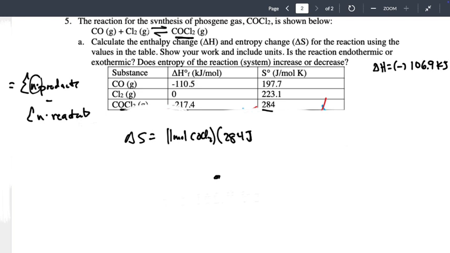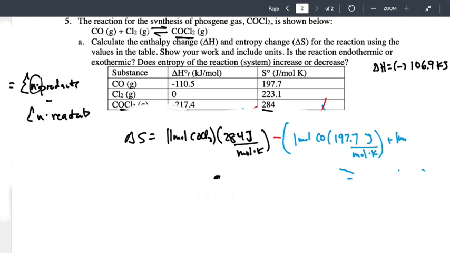284 joules per mole times Kelvin. Again, I would want to show that minus sign for my own sake. We've got 1 mole of our carbon monoxide times 197.7 joules per mole times Kelvin plus 1 mole Cl2. Why do I have a delta S for the Cl2 when I didn't have a delta H?